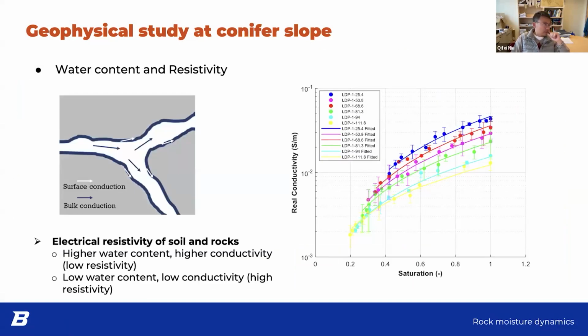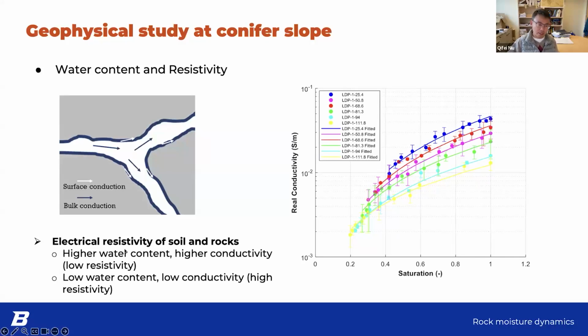Okay, so now once we have a resistivity, how can we connect it to water content? In geophysics, we know very well that the electrical conductivity or electrical resistivity of soil and rock is influenced significantly by water content. In this figure, we collected some soil samples and measured, at different water saturations, the conductivity, or the inverse of resistivity.